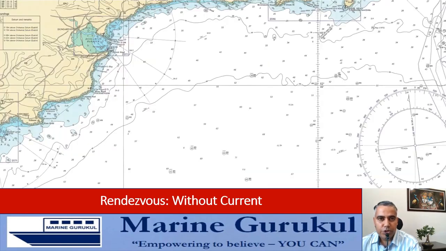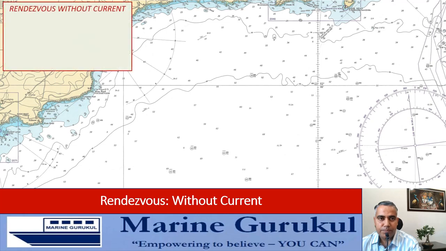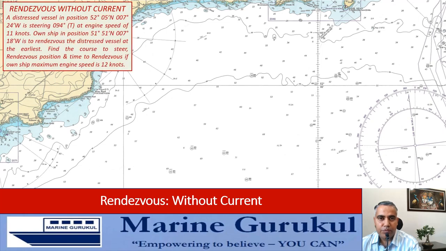We will first see rendezvous without any current. Let's understand this with the help of an example. We can see the question on the screen now.